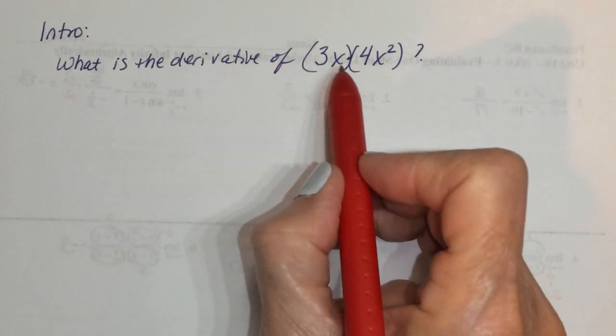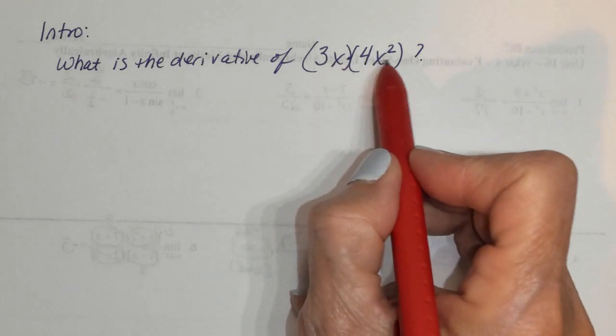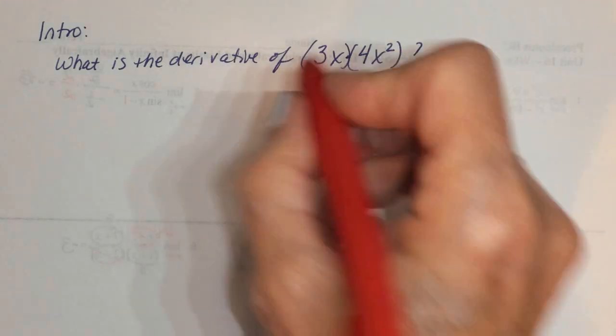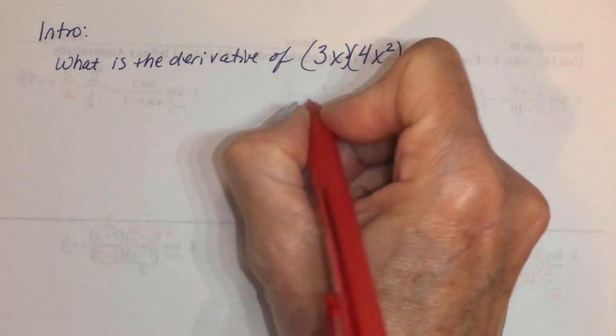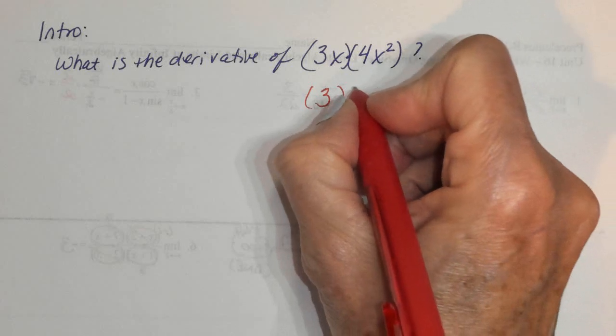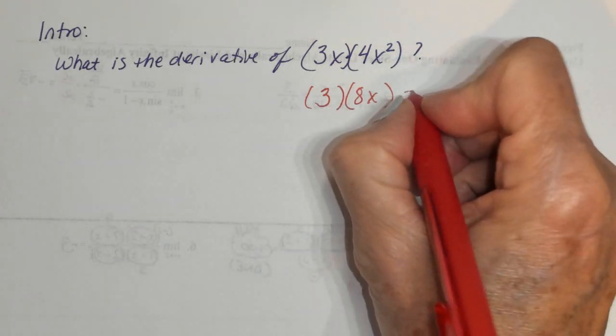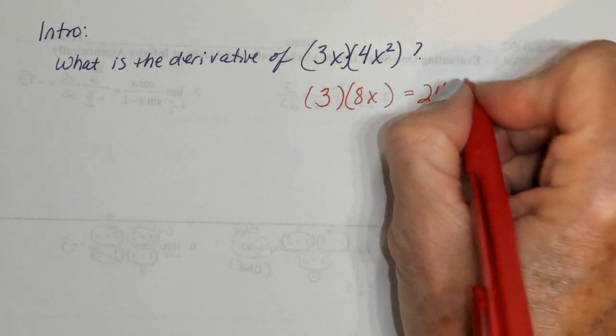Let's consider the derivative of this product. We have the product of two functions, 3x and 4x squared. So the question is, would the derivative be the derivative of 3x times the derivative of 4x squared? Would this be 24x?